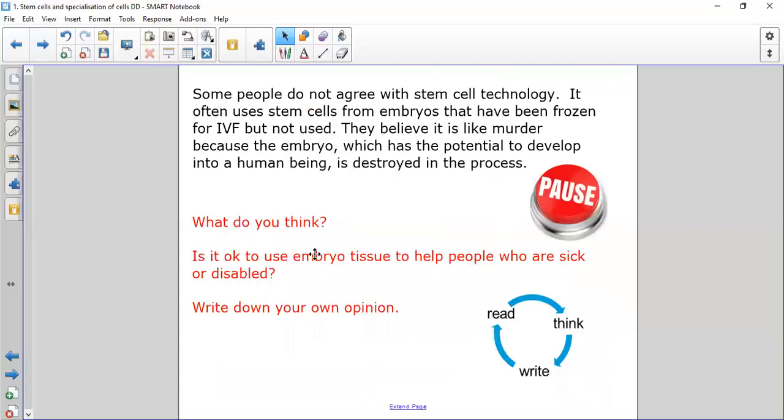Okay, what do you think? Do you think that it is okay to use embryo tissue, to use embryo cells, to use stem cells from an embryo to help people who are sick or disabled? It's your opinion. You cannot be right or wrong with this. You just write down what you think.